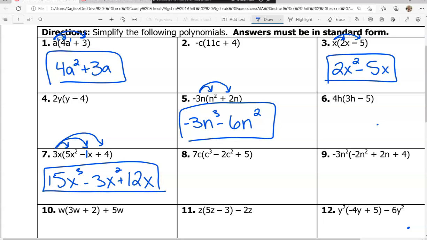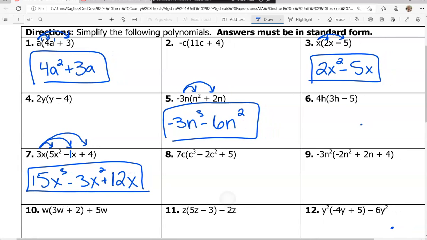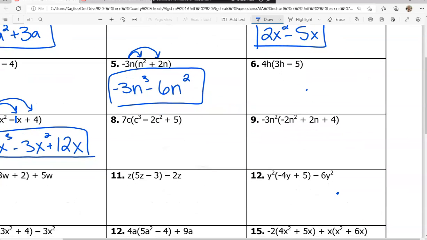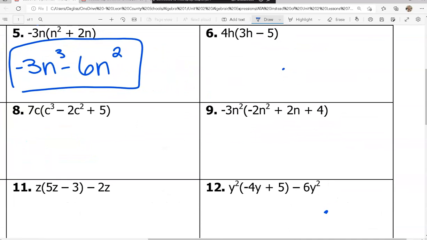How about number 9? You try number 9. You can do it. You asked for a harder problem. It was the next one. You got it. All right, so number 9. Who wants to give this to me? Who thinks they got it? Abraham, what'd you get?